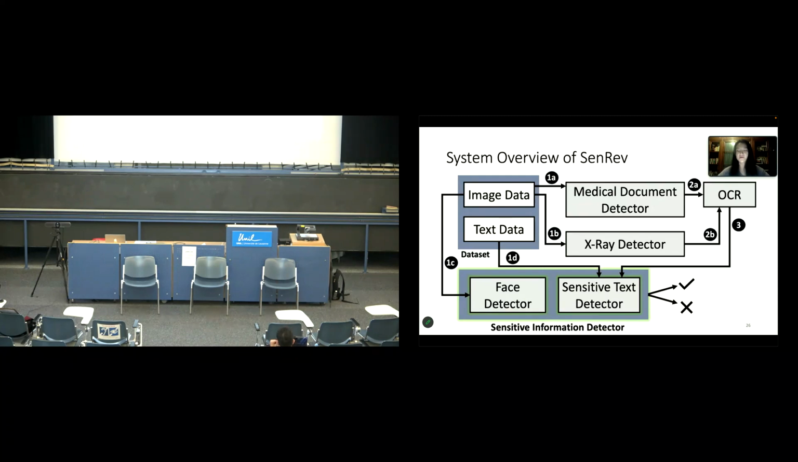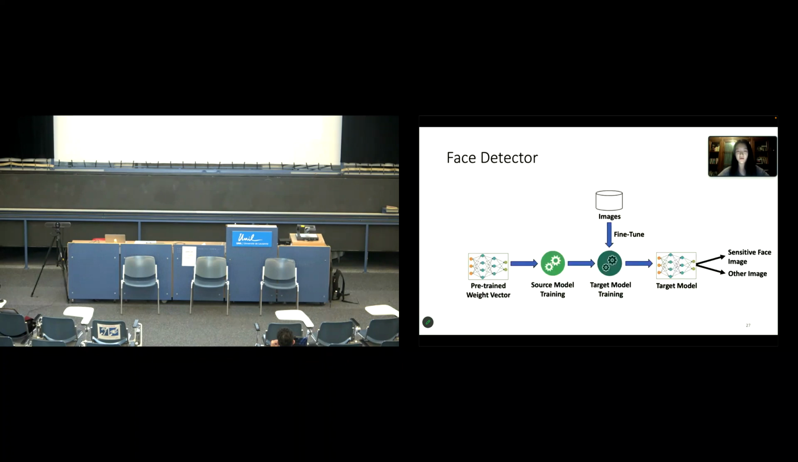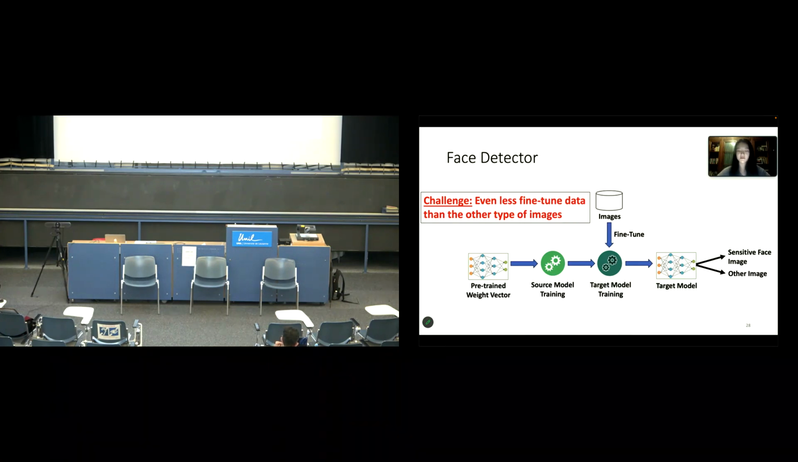Next, another key component of the sensitive information detector module is the face detector. In our work, we define face images as sensitive if they reveal an individual's face. Note that if an image has obfuscation or only shows a partial face, we don't classify that as a sensitive face image. For building this, we leverage transfer learning to detect sensitive face images. But we are not able to achieve good performance due to a very small amount of face data in our dataset. We experience this imbalanced data issue due to the nature of those websites.